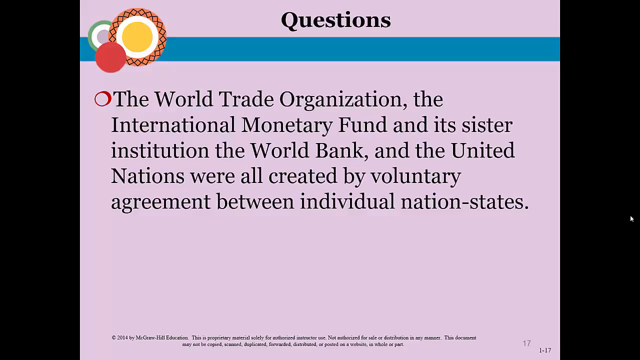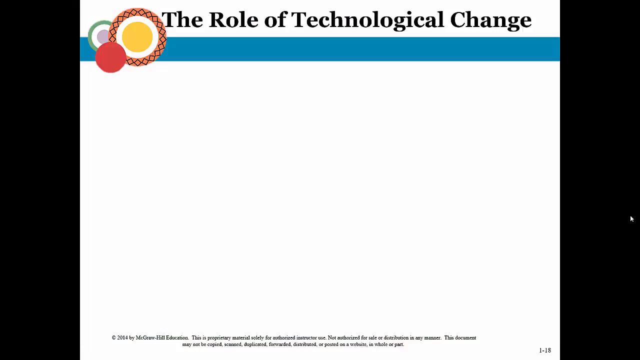Here's another important question to pay attention to. Again, it's a true or false question. The World Trade Organization, the International Monetary Fund, and its sister institution, the World Bank, and the United Nations were all created by voluntary agreements between individual nation states. This is absolutely true. These were all voluntary, and the objective was to develop organizations to help manage and enforce laws that were agreed upon in order to participate in this global trade that was benefiting most countries, if you will.